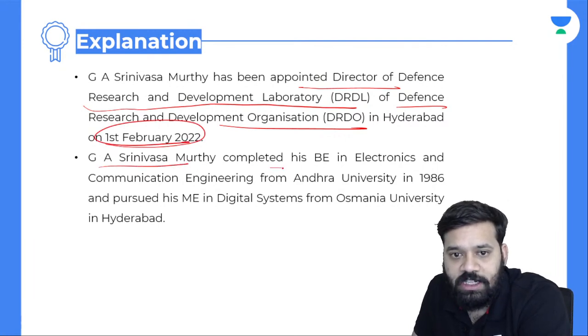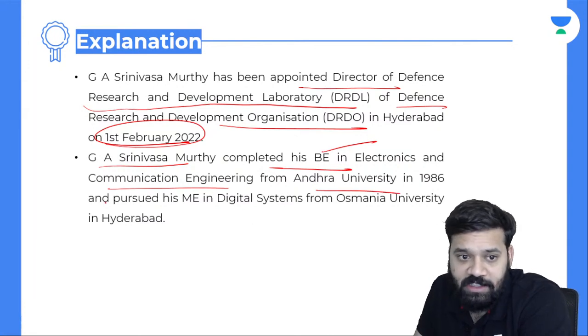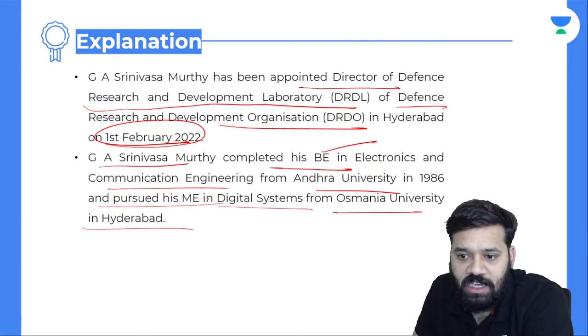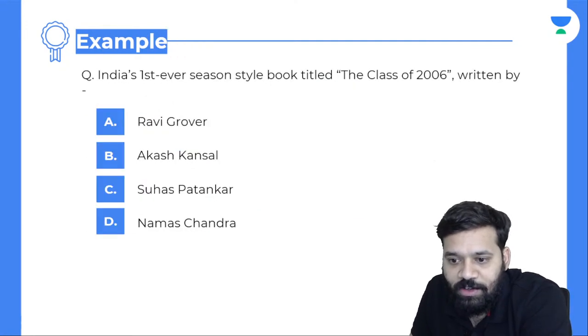G.A. Srinivas Murthy completed his B.E. in Electronics and Communication Engineering from Andhra Pradesh in 1986 and pursued M.E. in Digital Systems from Osmania University in Hyderabad. Very good, Himanshi.